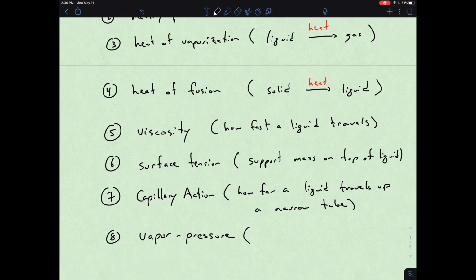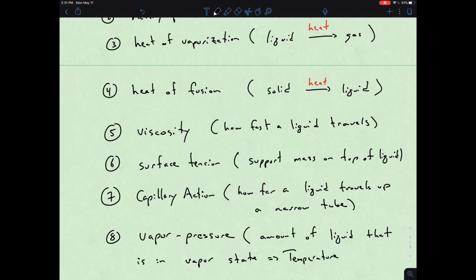And then the last one here would be vapor pressure. And basically this is the amount of liquid that is in the vapor state. This is temperature dependent.